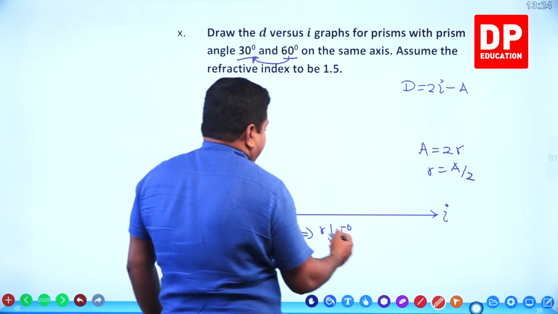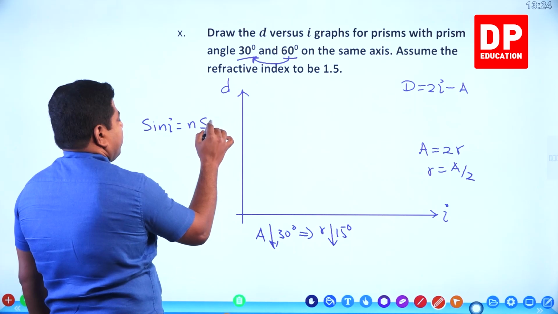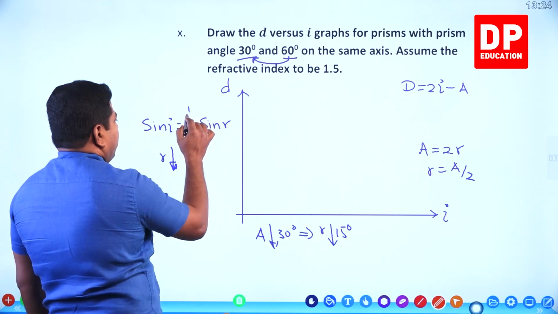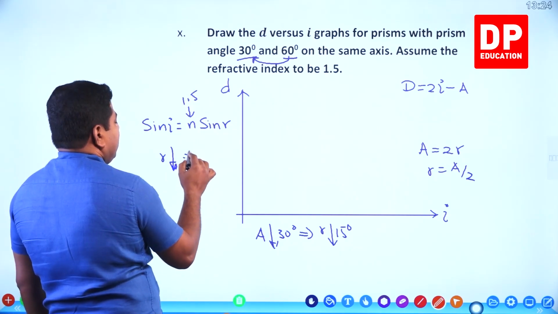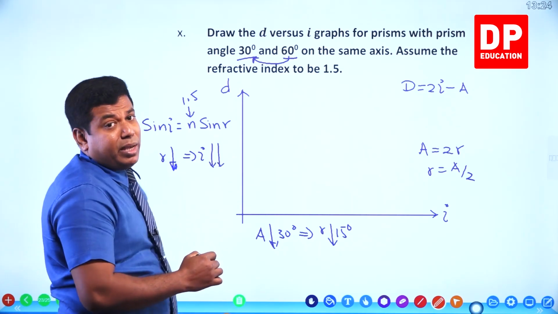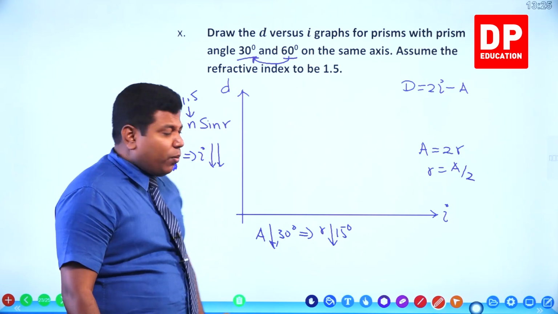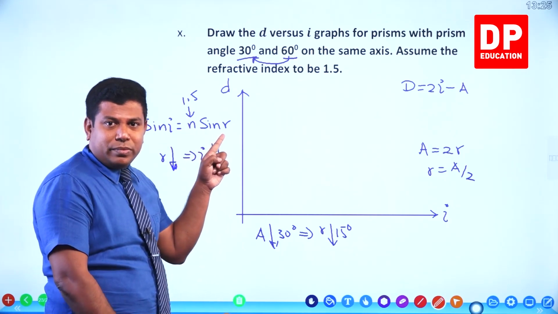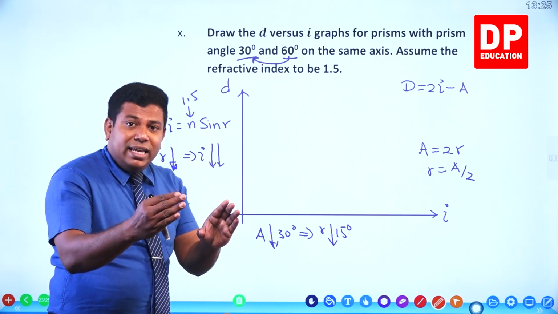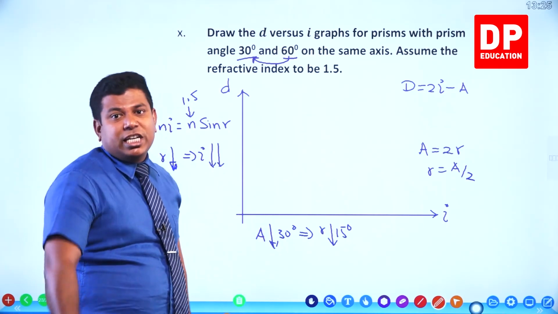Then you know the relationship between I and R. Sin I equals n sin R. So understand, if R drops by a value, n is 1.5, right? Then I will drop by a bigger value. For example, if R drops by 1 degree, the change in I will be bigger than 1 degree. Do you know why? Because of this multiplier factor. Not exactly 1.5 times, because sin is there. Still, when R changes by a value, the respective I change will be a bigger change.